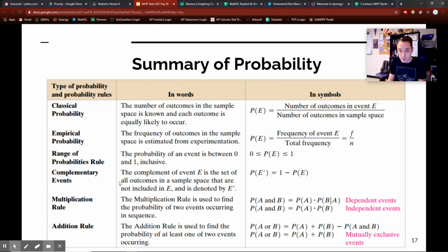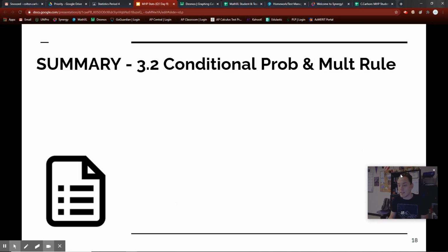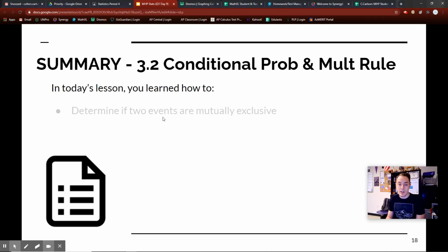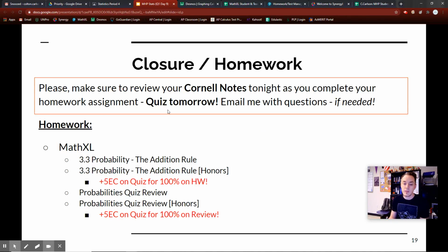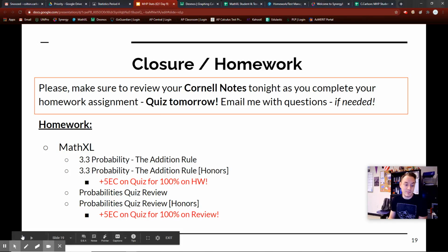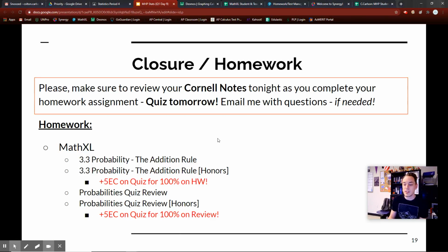You will have a quiz tomorrow, so I'm going to kind of go through that. I'm going to have a whole day tomorrow when I'm kind of reviewing your quiz during bell work. But what did you learn today? You learned to determine 2 events that are mutually exclusive. You learned the addition rule, to find the probability of 2 events. And yeah, that was it. You used the addition rule to find the probability of 2 events, and you used mutually exclusive events.